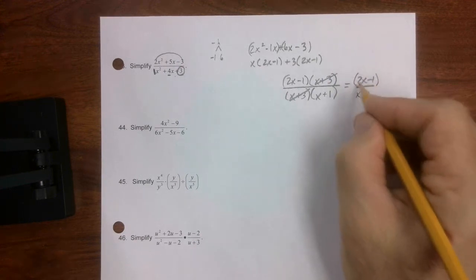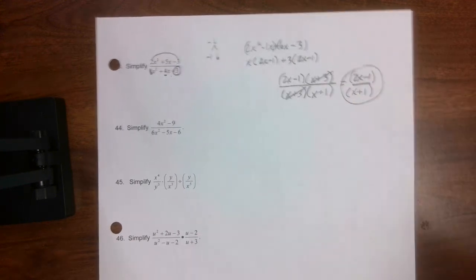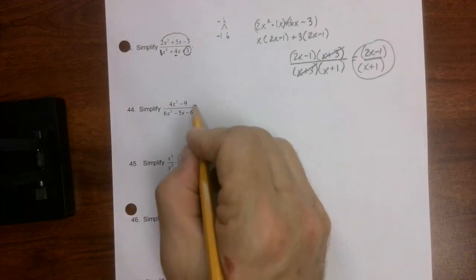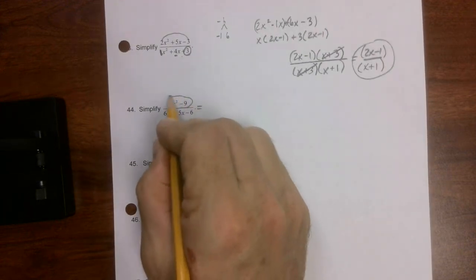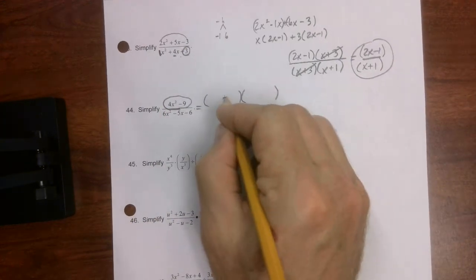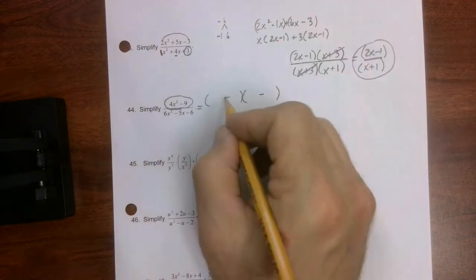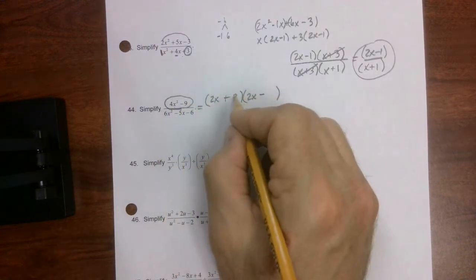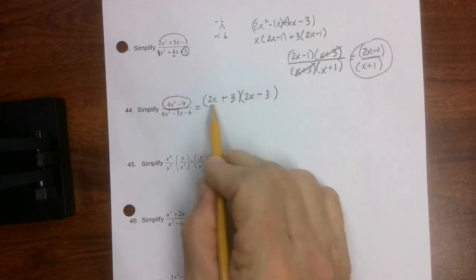If you want to put parentheses around those, you can, but you don't have to. And there you go. All right, number 44. Again, for about the 8th time, we got a difference of 2 squares. I hope you're getting good at those. One's a plus, one's a minus. You take the square root of the first one and put it in the first spot. Put the square root of the second one in the second spot, and you're done.